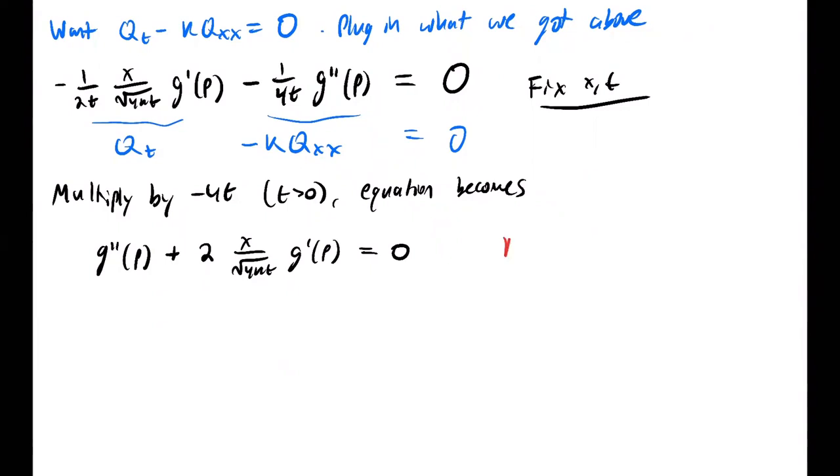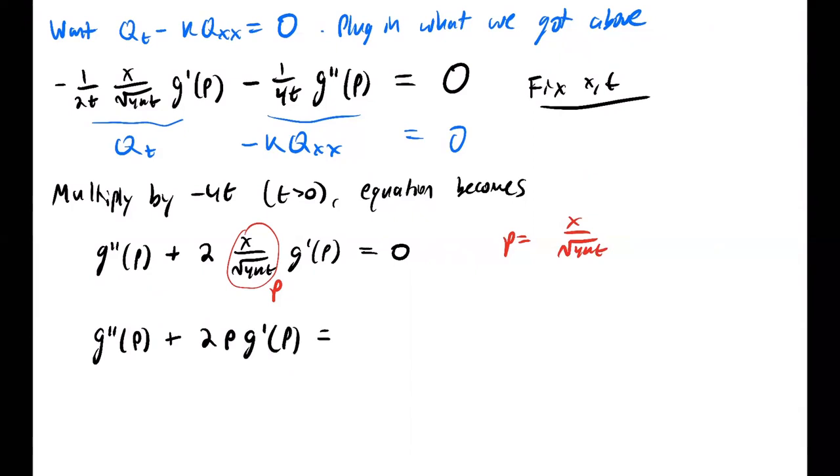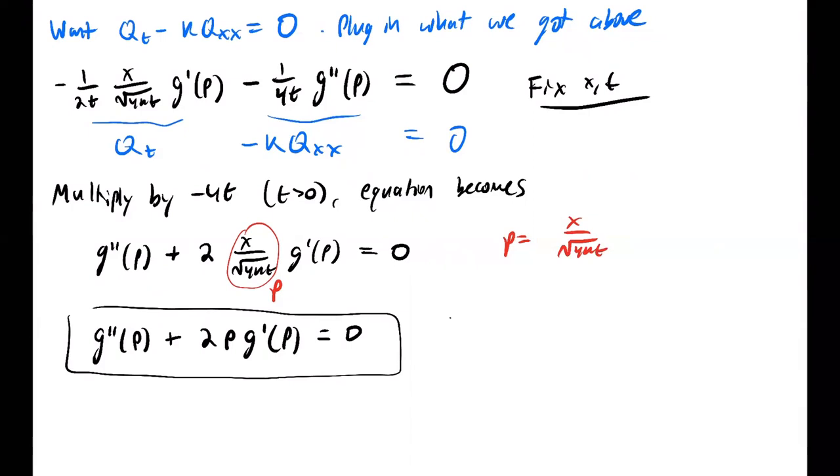But remember, what is p? p is x over square root of 4kt, right? And so we just see p appearing here again. And so I can finally simplify this to the following second order ordinary differential equation, which now just involves the variable p. Right? And so I get this equation. And so whatever my function g is, g has to solve this ODE.